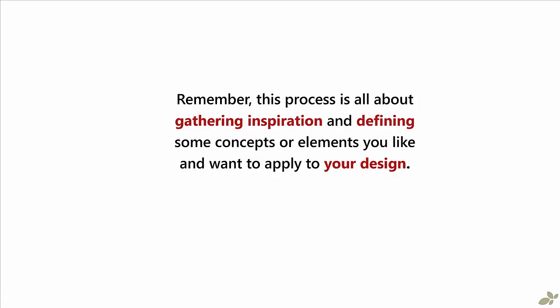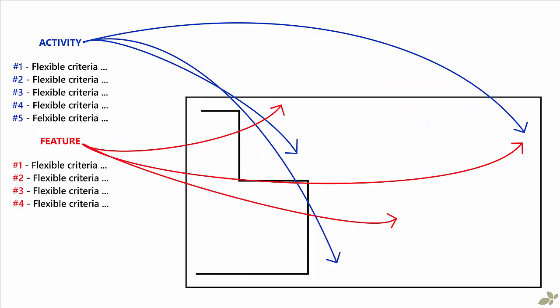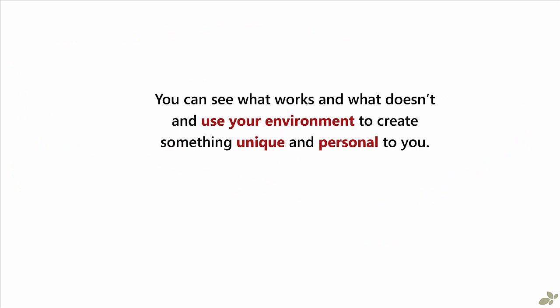Remember, this process is all about gathering inspiration and defining some concepts or elements you like and want to apply to your design. Over time, looking at images, you'll build up a list of criteria for your fire pit, framework, dining area, or perhaps another new activity or feature you hadn't considered but now want to include. Or you'll find an idea that links different areas of the design together, kind of like the framework in my image. Going through this process will help you build that flexible list of criteria and allow you to try different things in different parts of your site. You can see what works and what doesn't, and use your environment to create something unique and personal to you.